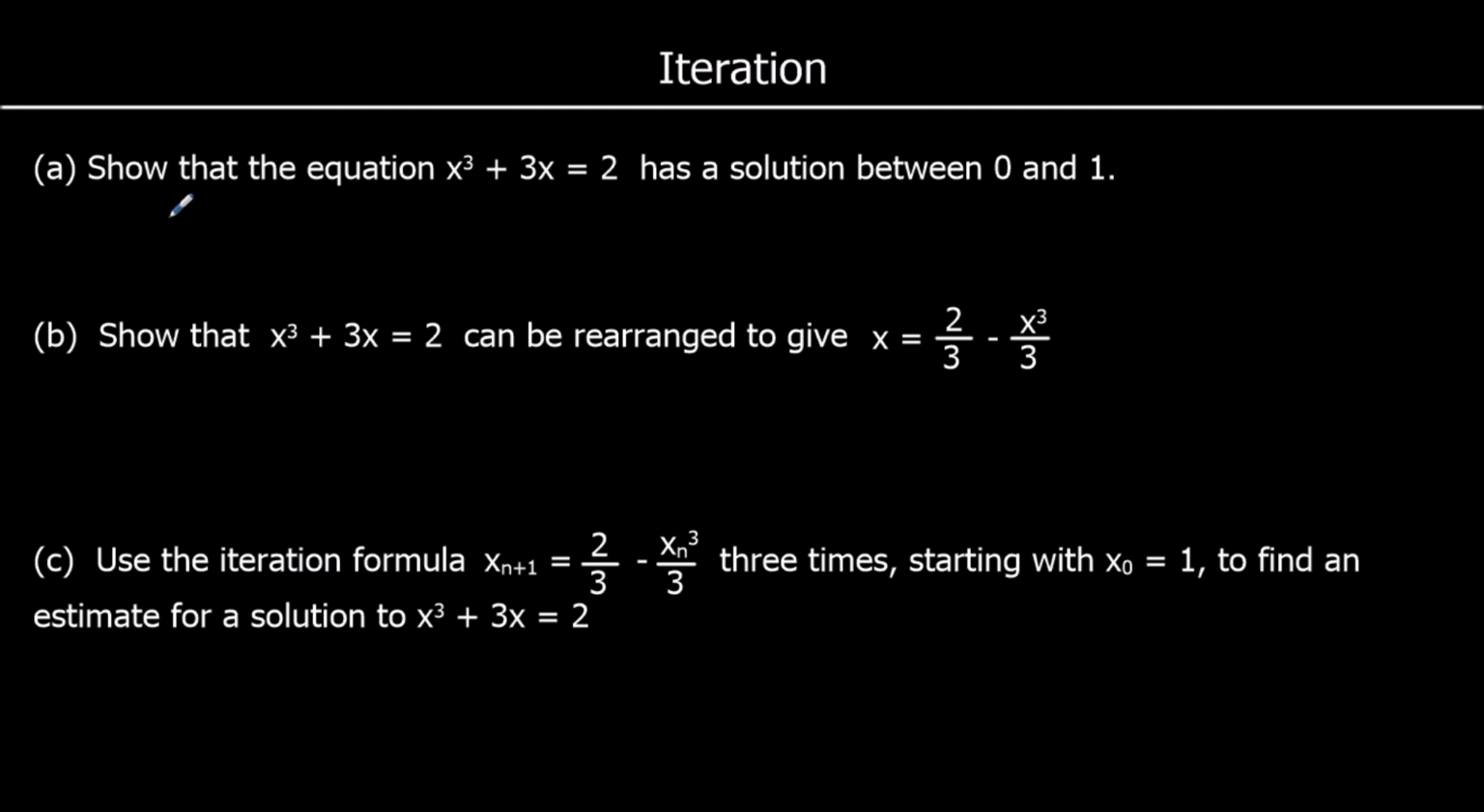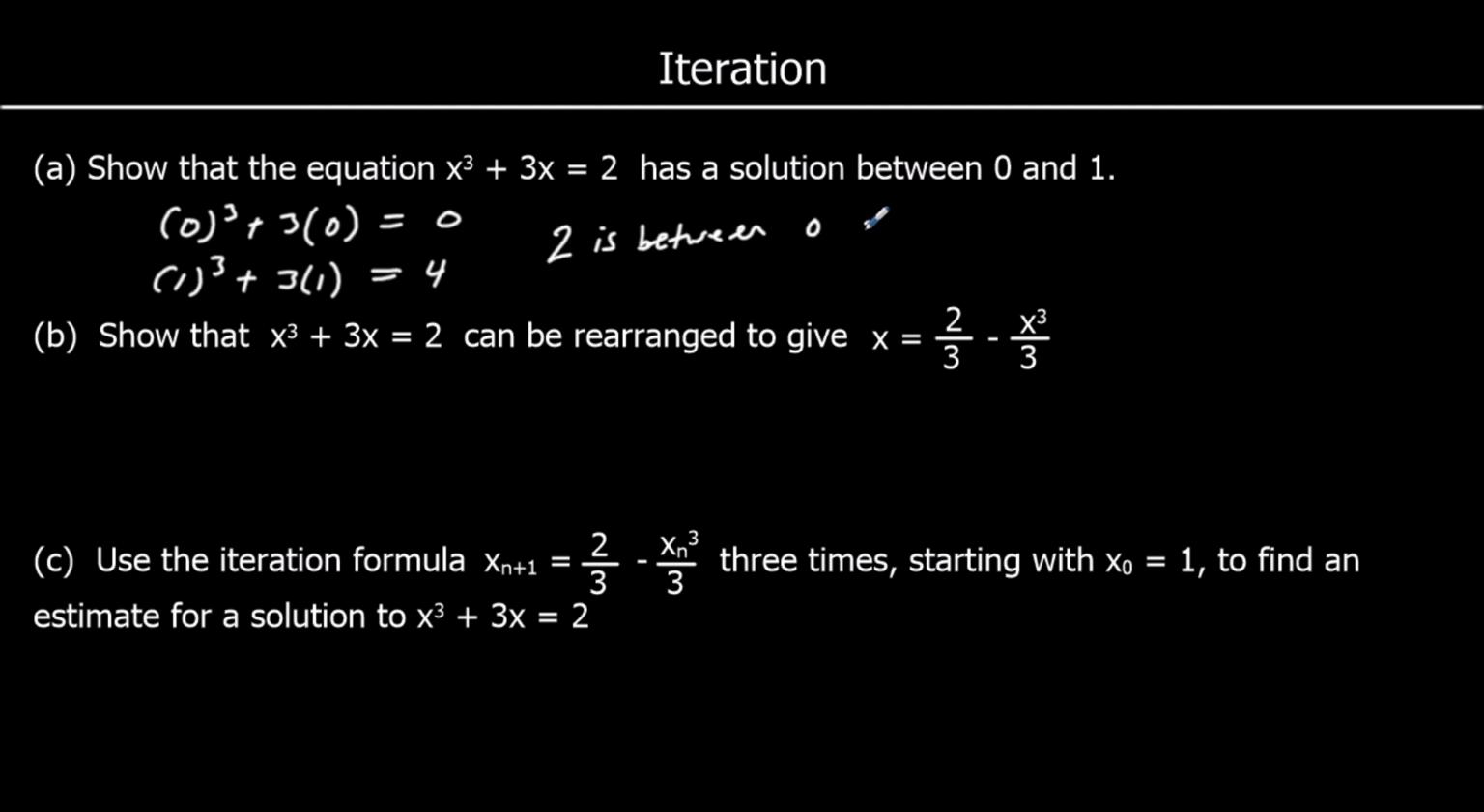So if we do 0 cubed plus 3 zeros, well, that's 0. So that one's too small. And 1 cubed, which is 1, plus 3 ones, which is 3. So 1 plus 3 is 4. That one's too big. So 2 is between 0 and 4. So therefore, a solution is between 0 and 1.